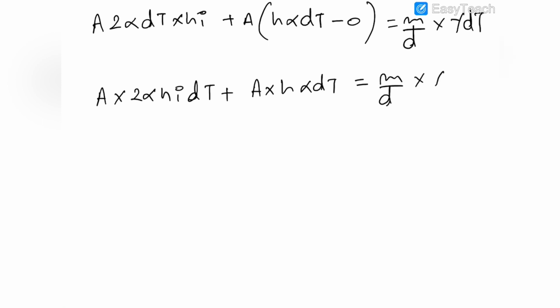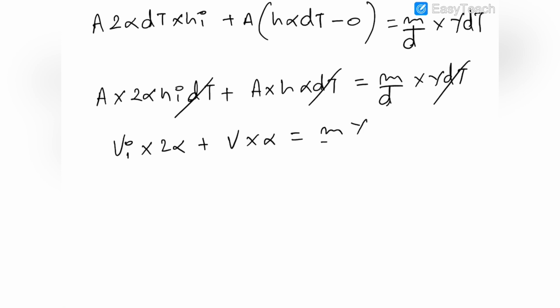Cancelling dt with dt, you can see that A hi is vi, and again A into h is v. This is 2 alpha vi plus v into alpha, and this is m into gamma by d. Now let us divide this complete equation by vi. So it would be 2 alpha plus v by vi alpha is equal to m gamma by d vi.